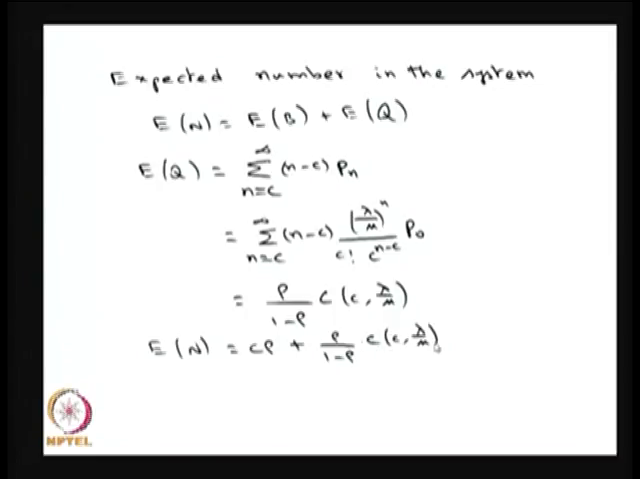So, this Erlang C formula is used to get the expected number of customers in the system, and then later we can do some optimization over the expected number with the specified C and lambda by mu.